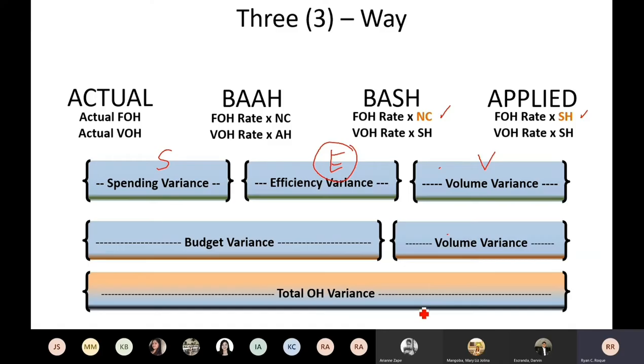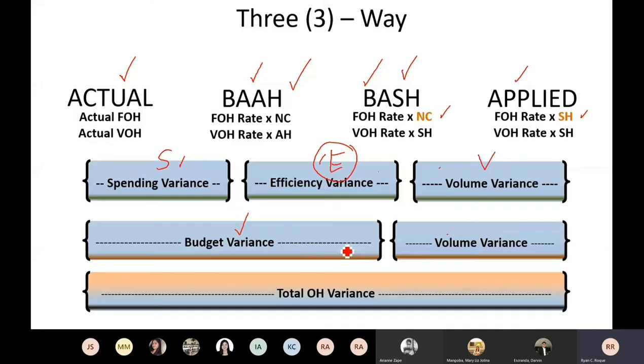Tinanong sa exam, how much is your volume variance? SEV, nasa kanan, V. So I'll compare my BASH and applied. Eh, lumabas sa exam, spending, SEV, nasa kaliwa. So I'll compare my actual and BAA. Eh, may tanong na efficiency. Alam mo, nasa gitna siya, SEV, actual, BAA, BASH, applied. BAA and BASH ang iko-compare ko. So that's how we use this diagram. So, si SEV yung pinaka mag-guide sa akin. Pero tandaan, si S at saka si E, pag pinagsama mo yan, budget variance ang magiging sagot natin.